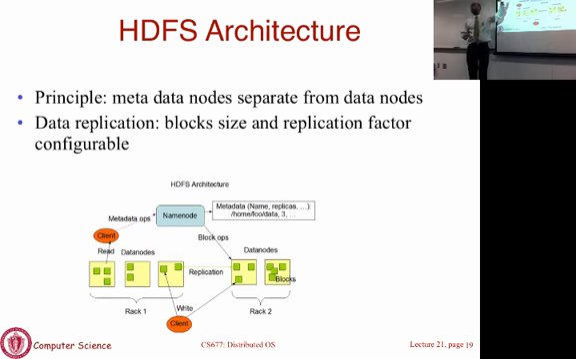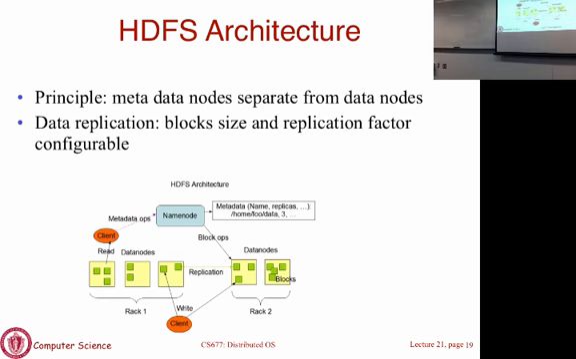The metadata nodes store information about data nodes. This separation actually helps you get better performance. When you want to retrieve a file, you first go to the metadata server, it tells you where the blocks are, then you go to the data servers and retrieve those blocks. And that's basically how it works.